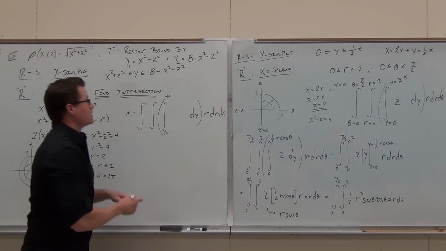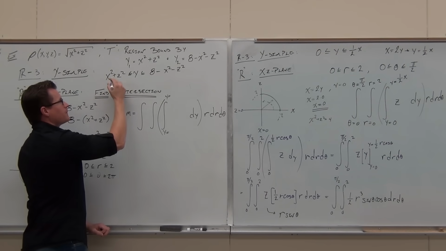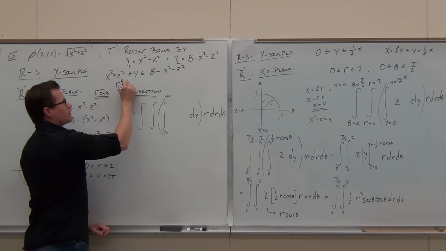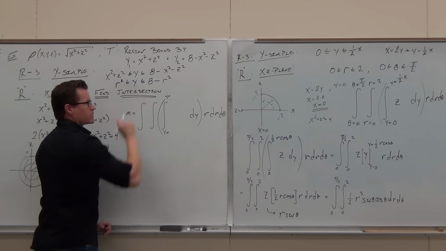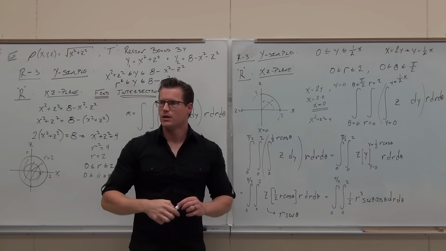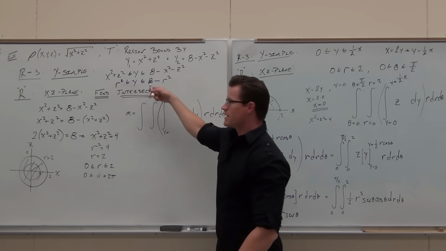So up here, can you change this into something that's polar? Yes. What would it be? r squared. And this guy would be 8 minus r squared. Head nod if you're okay with that one. You can also check your work right here. Plug in 0 for your radius. That's 0, that's 8. You're good.